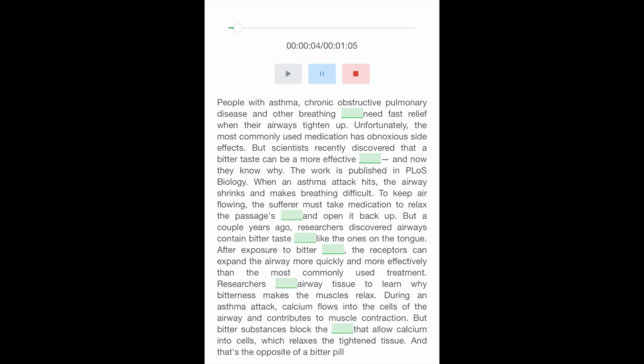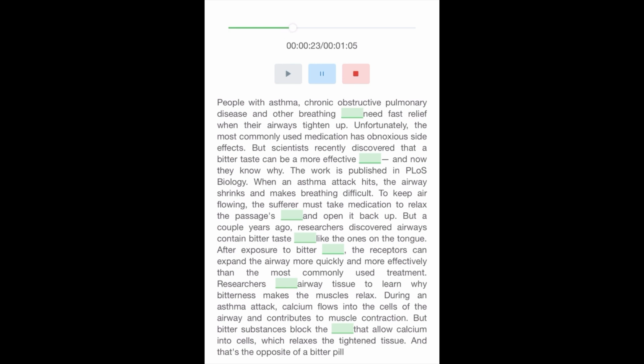People with asthma, chronic obstructive pulmonary disease, and other breathing disorders need fast relief when their airways tighten up. Unfortunately, the most commonly used medication has obnoxious side effects. But scientists recently discovered that a bitter taste can be a more effective treatment, and now they know why. The work is published in PLOS Biology.